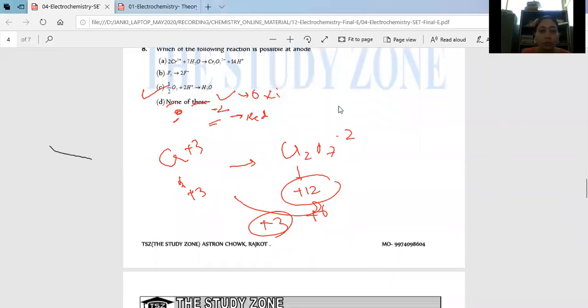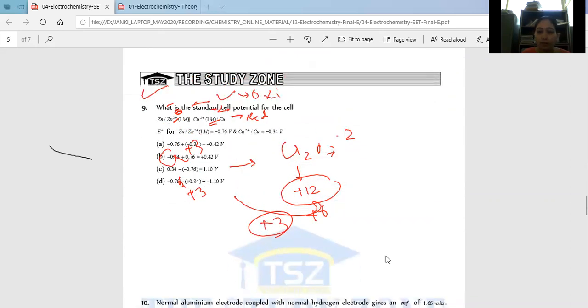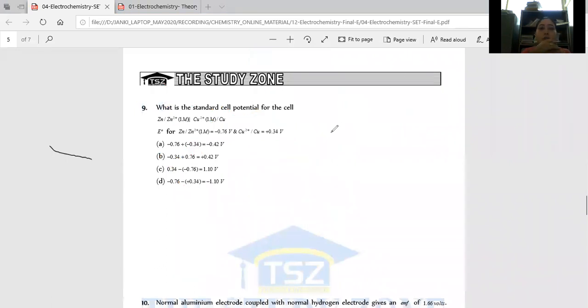Next question is regarding question number 9. Again, easy to understand. Now tell me the answer in the chat box. Read the question carefully and write down A, B, C, D. Which is the right answer for the given question? What is the standard potential for the cell? The cell is given. 1 molar concentration is given. Then what is the answer? Yes, it is C. Electrochemical cell. Yes, it is C.